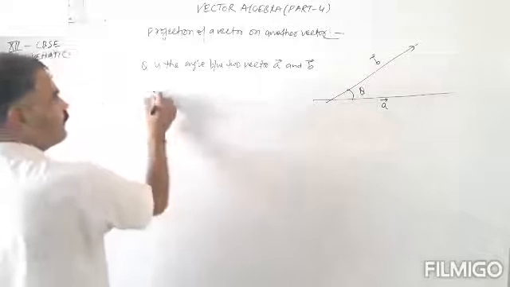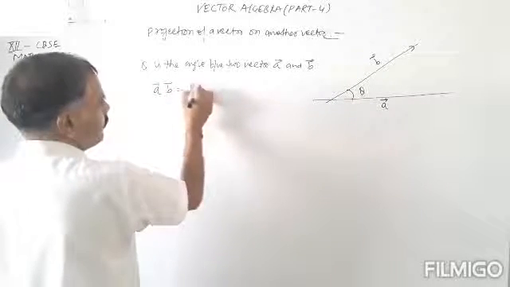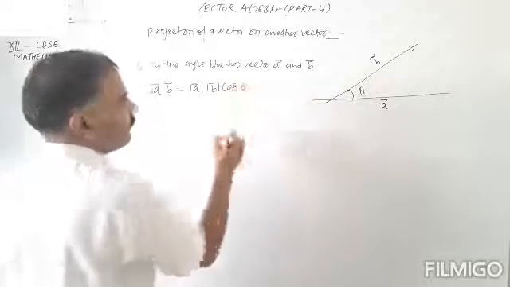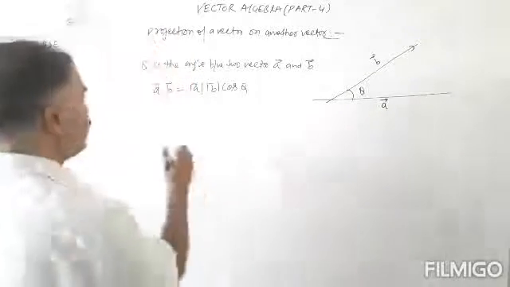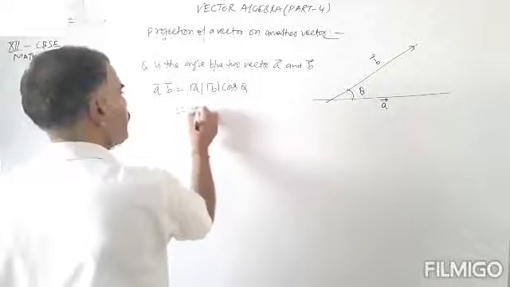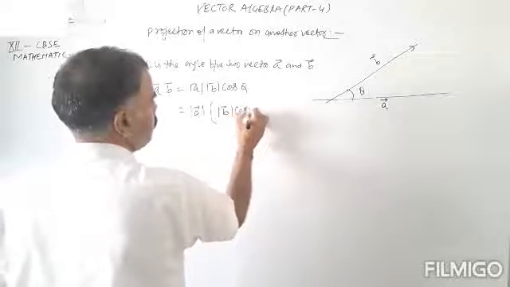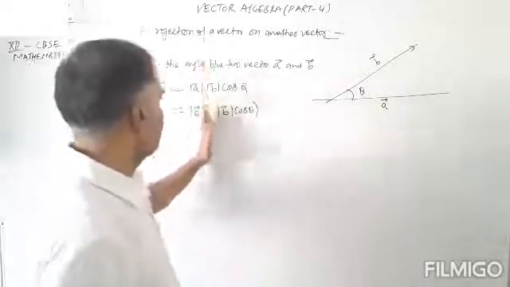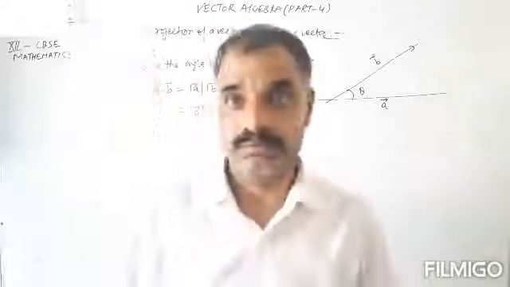That is why a vector dot b vector can be written as magnitude of a vector times magnitude of b vector times cos of theta. Now this can be written as magnitude of a vector multiplied by magnitude of b vector cos of theta. All these are real numbers, that is why they can be separated from each other.